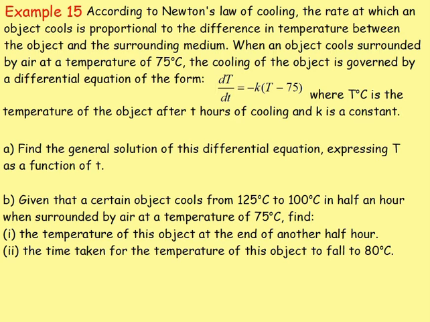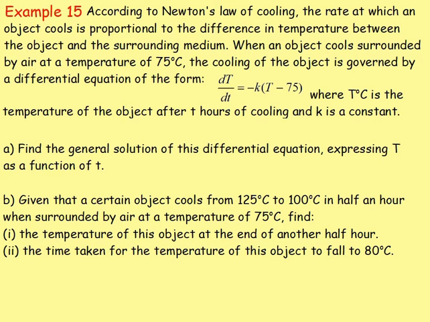Part B, given that a certain object cools from 125 degrees to 100 degrees in half an hour when surrounded by air at a temperature of 75 degrees, find the temperature of this object at the end of another half hour and find the time taken for the temperature of this object to fall to 80 degrees.